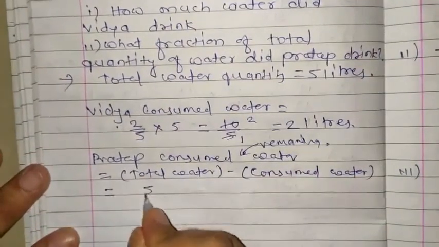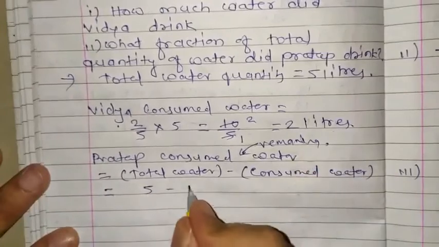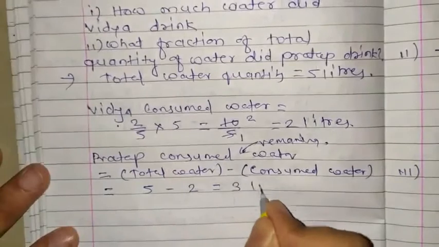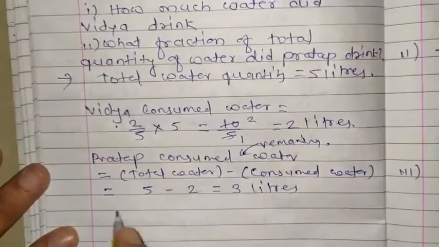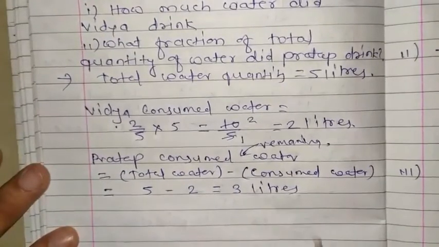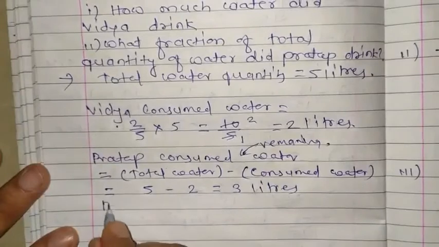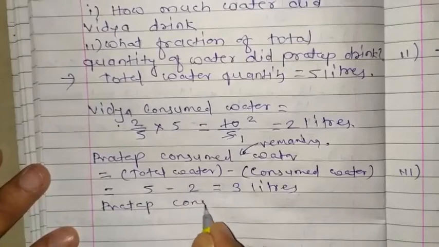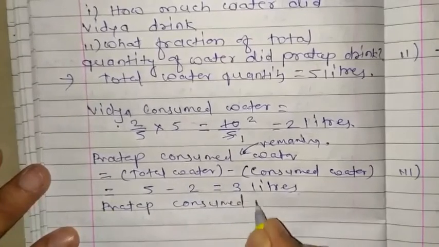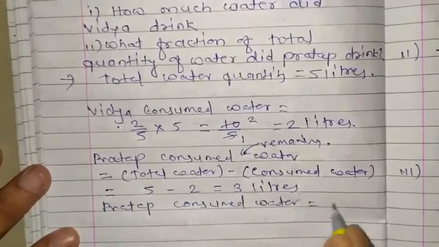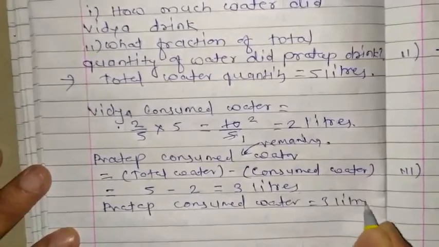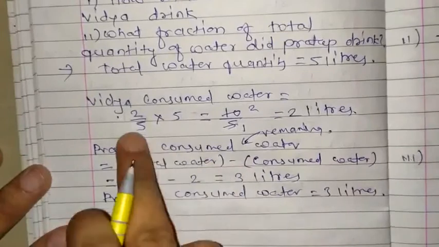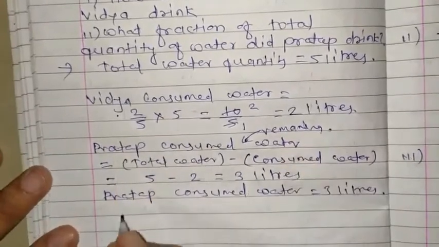Total water is 5 and consumed water is 2, that is consumed by Vidya. So it is nothing but 3 liters. So Pratap consumed 3 liters of water. You can write here: Pratap consumed water is 3 liters, and here 2 liters. So how much water did Vidya drink? As you already know, Vidya drank 2 liters of water.